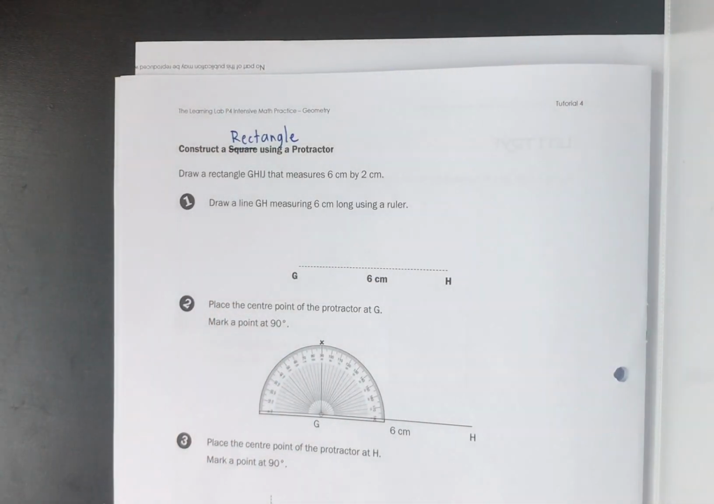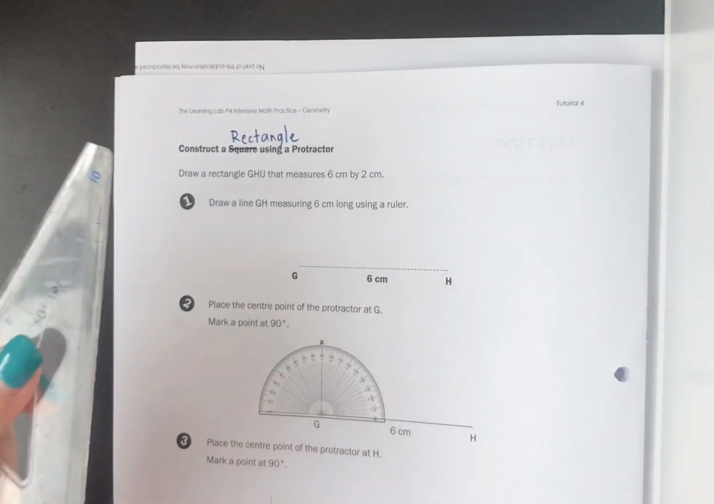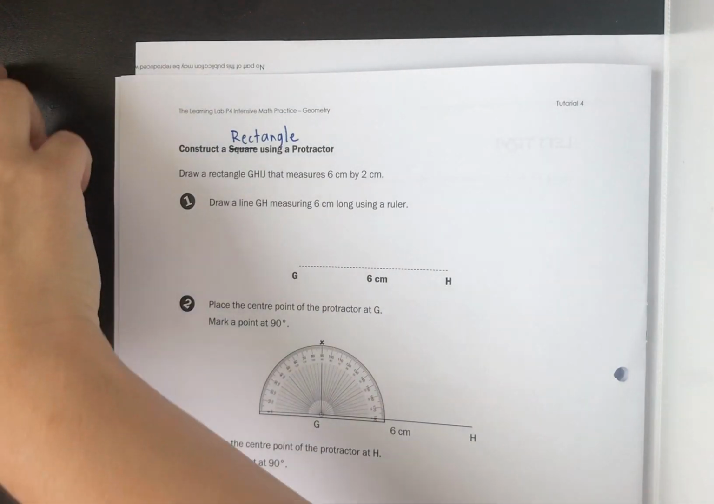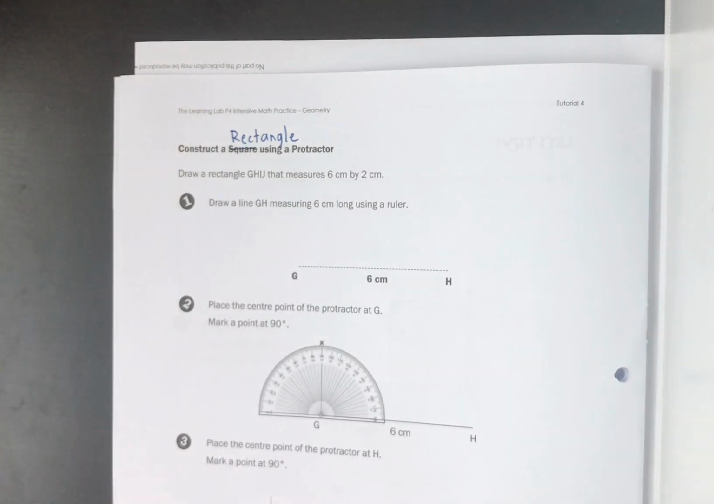So just now we used a set square. You can also use a protractor. So we're giving you two different options to use different tools. It's the same thing that we're going to do. So for example, if you want to construct a rectangle using a set square, that's fine as well. If you want to construct just now's square with a protractor, that's fine as well.